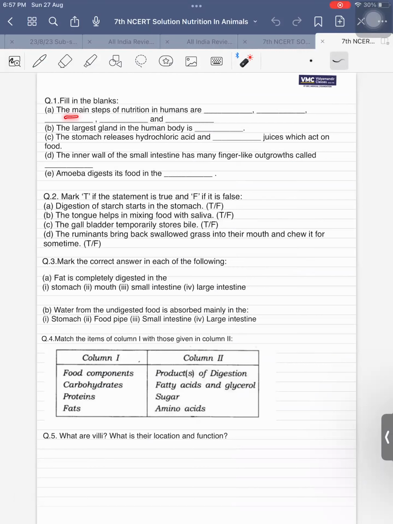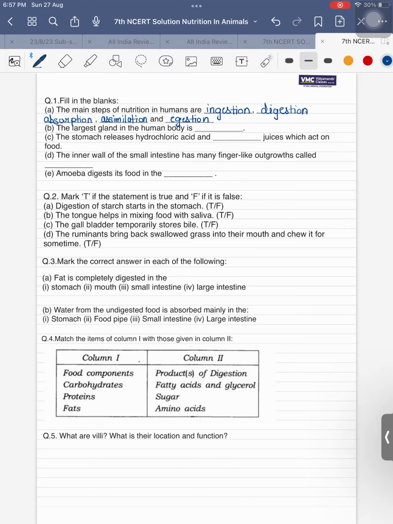The main steps of nutrition in humans. So what are the main steps of nutrition in humans, beta? Number 1, it's ingestion, then digestion, absorption, assimilation, in which we do utilization of the digested food, and egestion.